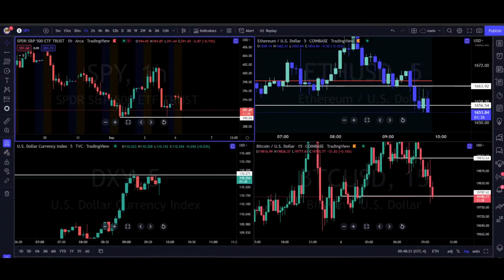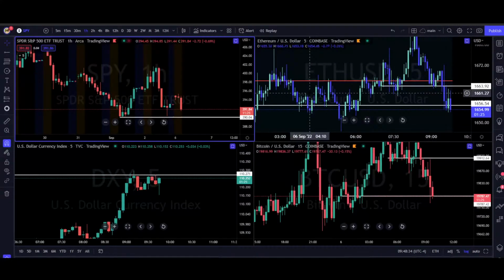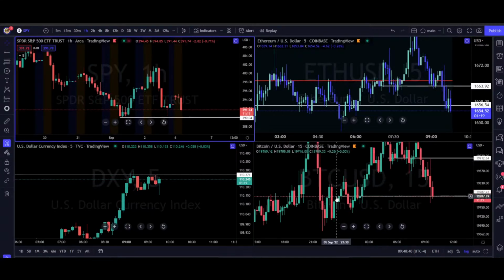Good stuff. That would help, shout out those levels, D1 high-low rather than here. Oh, for people not listening, 1663 is hourly supply on Ethereum. You didn't quite get the test. Bitcoin 19,787.42 is hourly demand.